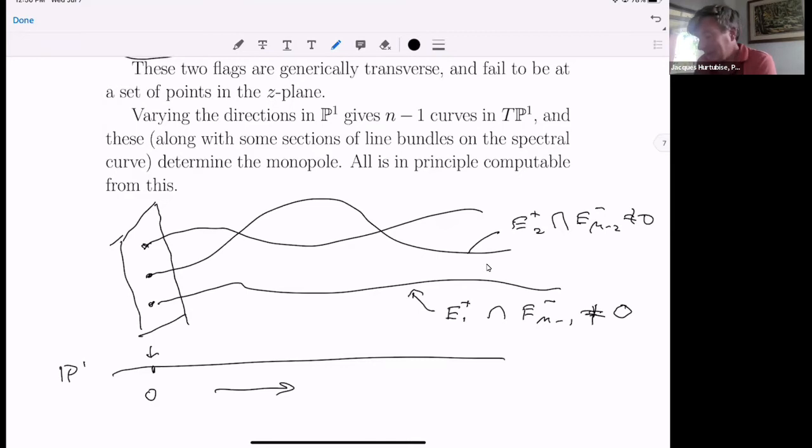And that's work of Michael Murray. And in some sense, all is computable from this. So you could actually sit down and get out theta functions and things on the line bundle. It's quite an arduous task, but it does encode the actual monopole.